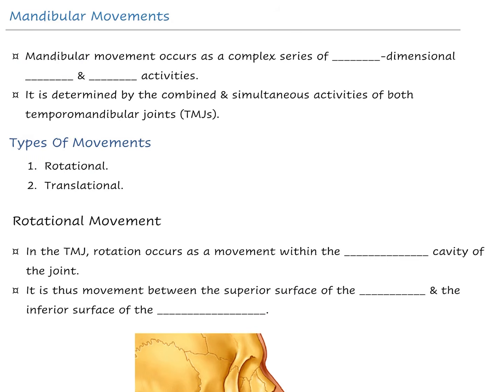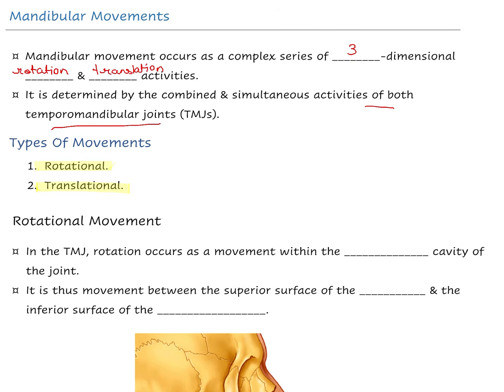So the mandibular movement occurs as a complex series of interrelated three-dimensional rotational and translational activities. So there is rotation and translation. It is determined by combined and simultaneous activities of both temporomandibular joints on the right and left side. So the two types of movements are rotational and translational.